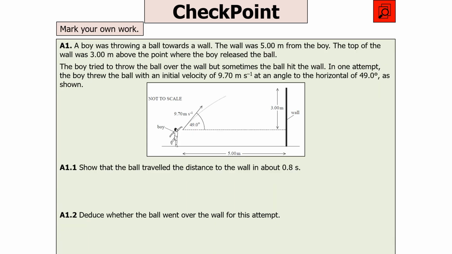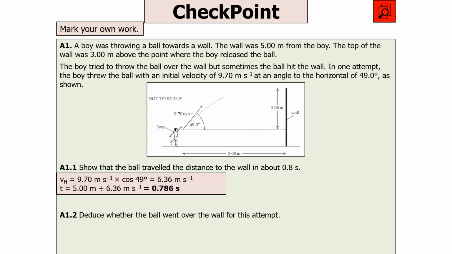Right, again, it's a projectile question, so the only force acting upon it is the force of weight acting downwards in the vertical. So what can we do? Well, we can use the horizontal. Remember, in the horizontal there's no forces acting on it, so we can use the equation speed equals distance over time. So time is going to be equal to distance over speed, but we've got to work out the horizontal component of that velocity. So it's 9.7 cos 49 to get 6.36, and we say time is 5 over 6.36, so it's 0.786 seconds.